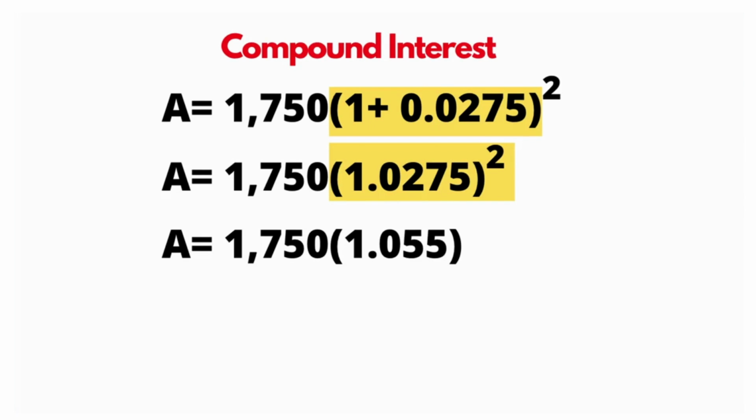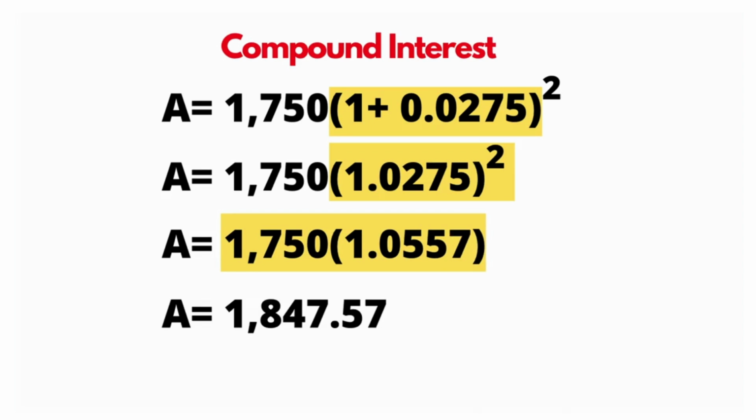Now we just have one step left. It will be the multiplication here. And we get $1,847.57 for our compound interest.